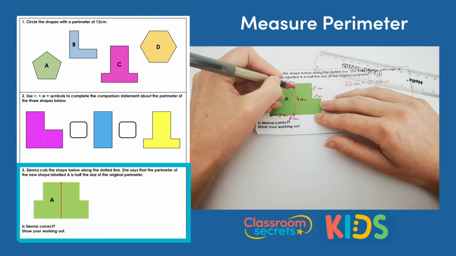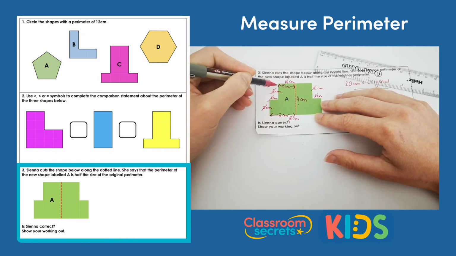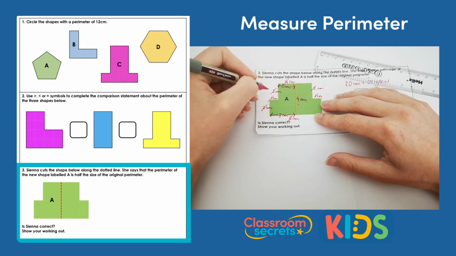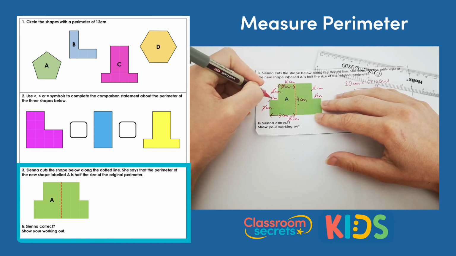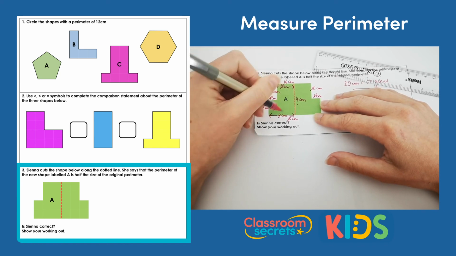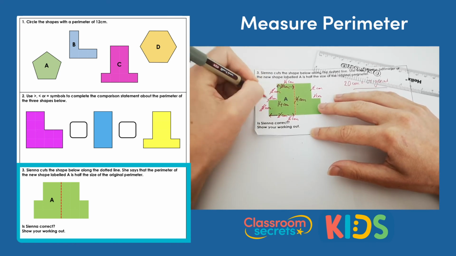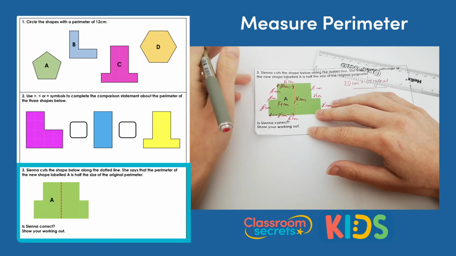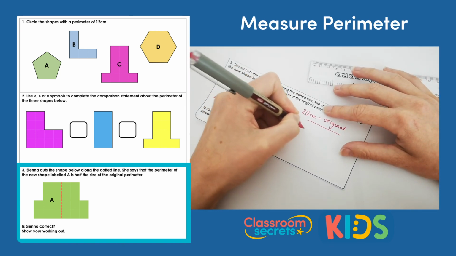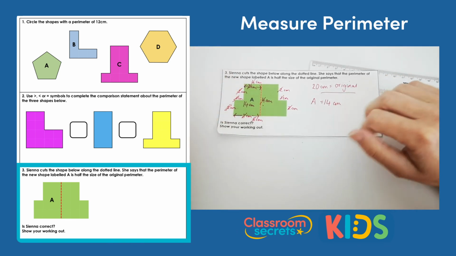So now we've got 4 centimetres, 3 centimetres, 2 centimetres, 1 centimetre, 2 centimetres, and 2 again. So if we do 2 add 2 is 4. 4 add 1 more is 5. 5 add 2 more is 7. 7 add 3 is 10. And then 10 add 4 is 14. So the perimeter of shape A is actually 14 centimetres. So Sienna is incorrect.